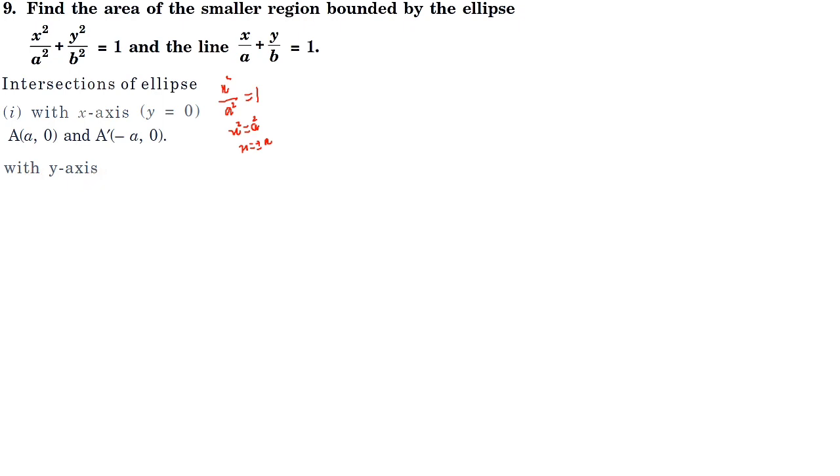Then with the y-axis, we consider x equal to 0. When we put x is equal to 0, what will happen? Same thing. X is 0, so the first term will be 0. So y square by b square equal to 1. Then y square is equal to b square. When we take the square root, y is equal to plus or minus b.